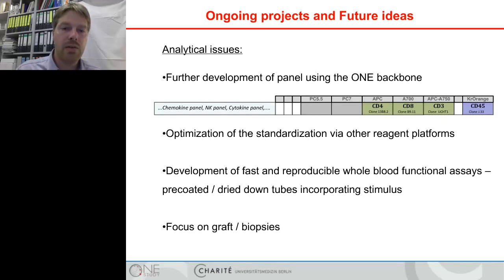We are interested in the further development of other panels using the one backbone, and also in the optimization of the standardization, maybe via other reagent platforms. We also hope that we can help to develop a fast and reproducible whole blood functional assay test in pre-coated dry down tubes incorporating stimulus. And we will go further, moving from the peripheral blood test also to graft and biopsy staining with our panels.